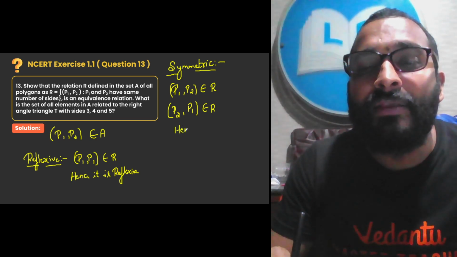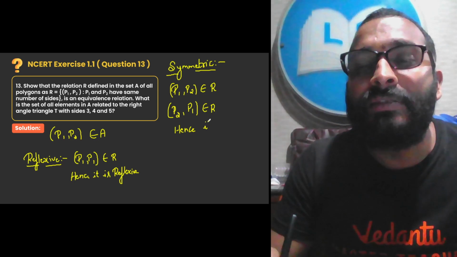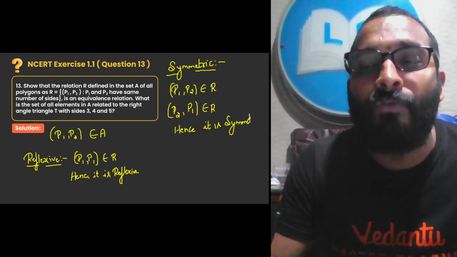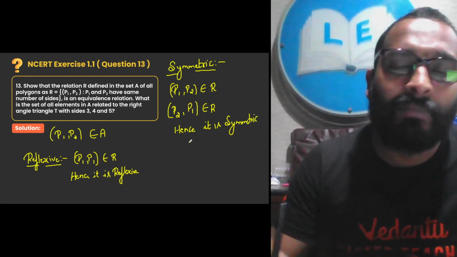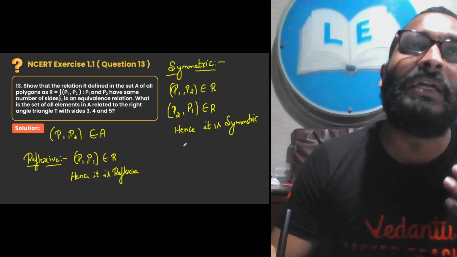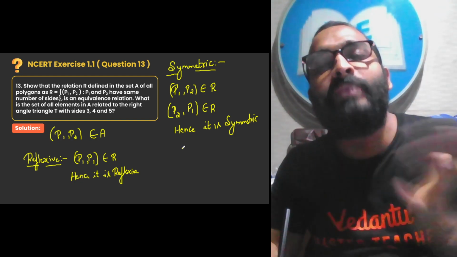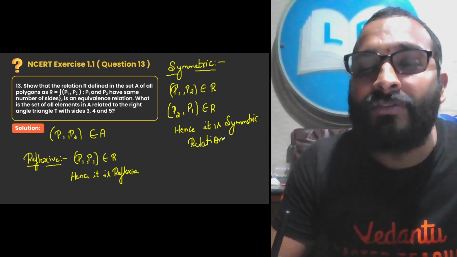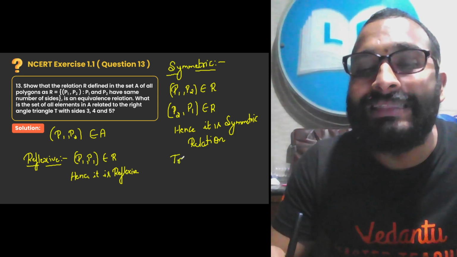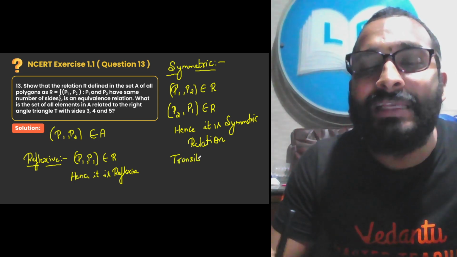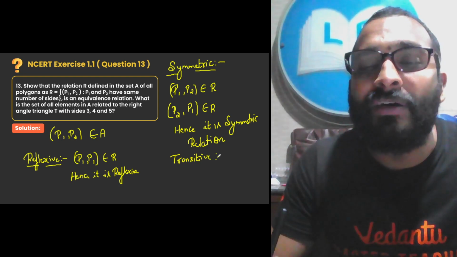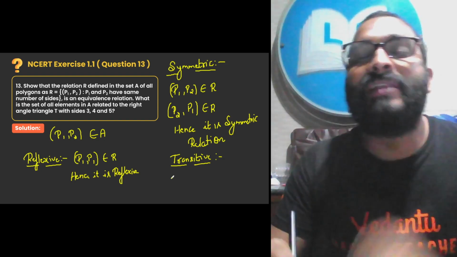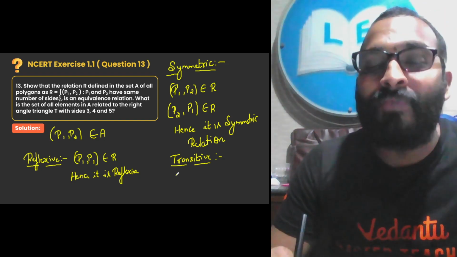Hence it is symmetric, right? If P1 is a polygon which has four sides and P2 has the same number of sides, then P2 has the same number of sides as P1 and P1 has the same number of sides as P2. So it is a symmetric relation, right children? Now let us try the third condition, whether it is transitive. These are easy and simple questions, bonus questions which you can score easily and quickly if you have good concept knowledge. So let us try for transitive.